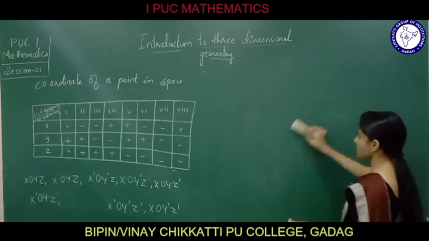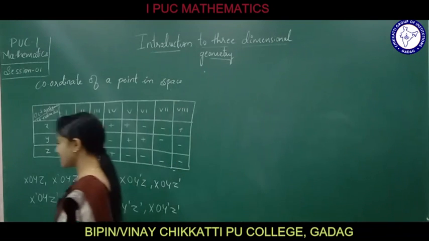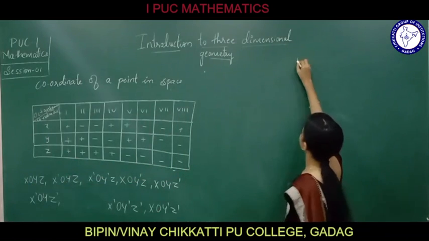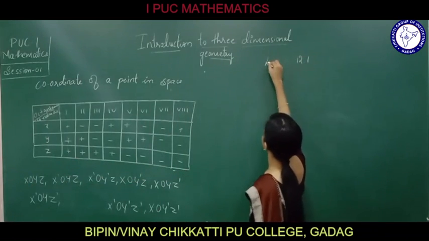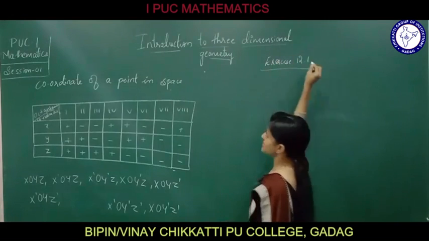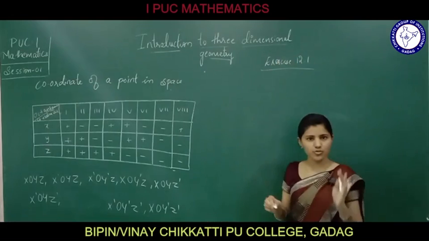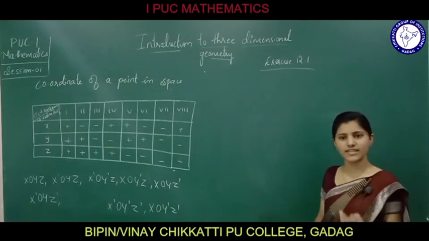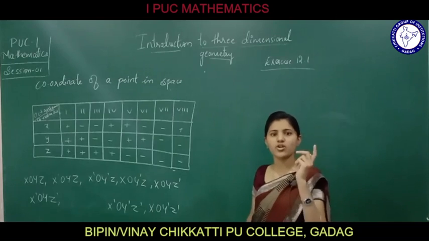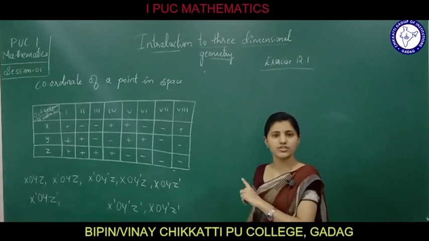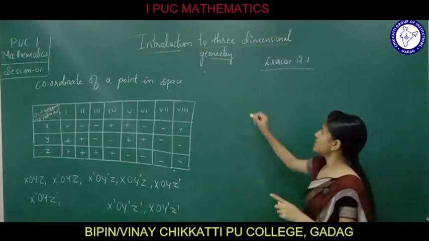Let us solve the first exercise, that is exercise 12.1. This is just the basic chapter you have, which is going to help you in the next year, and in the second PU also you have a chapter called 3-dimensional geometry, where these concepts are going to help you. Okay, now let us solve.